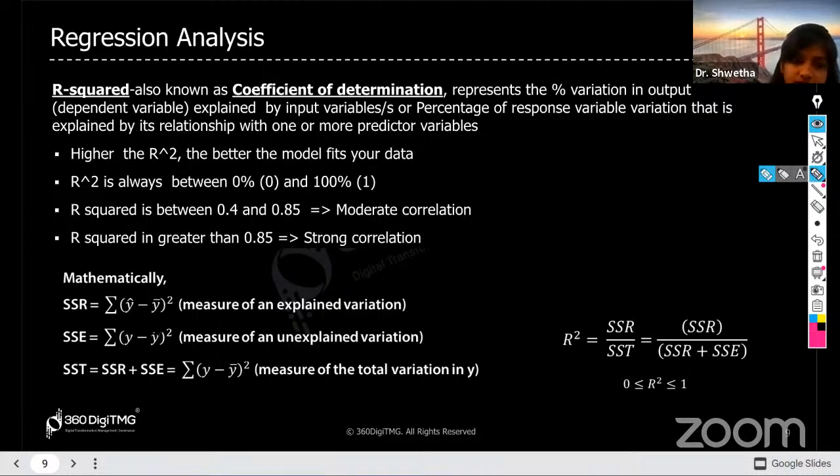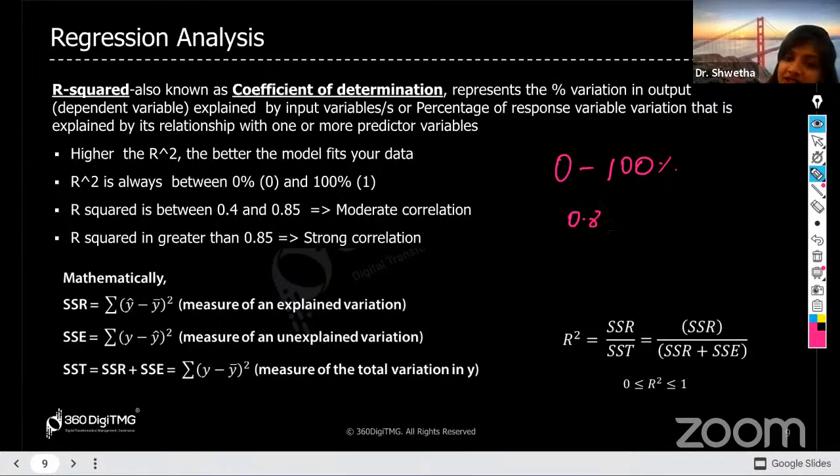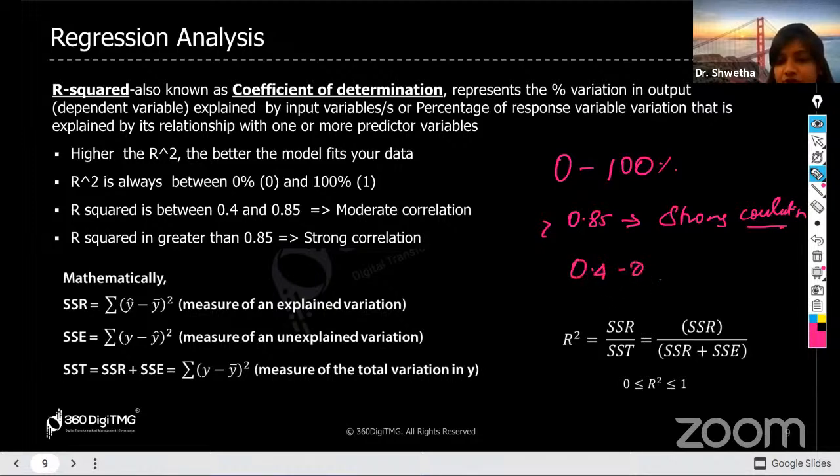Now, SSR is calculated by y hat minus y bar whole square, and SSE is calculated by y minus y hat whole square. Substituting that into this equation, you get the measure of R squared. R squared will always be in the range of 0 to 100%. If it is more than 0.85, then there is strong correlation, and the model is fitting well to your data. If it is in the range of 0.4 to 0.85, then there is moderate correlation.